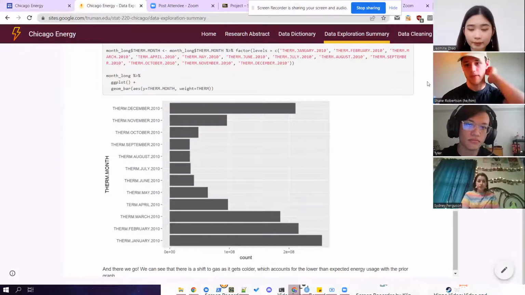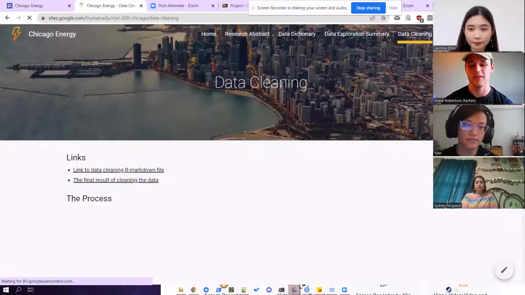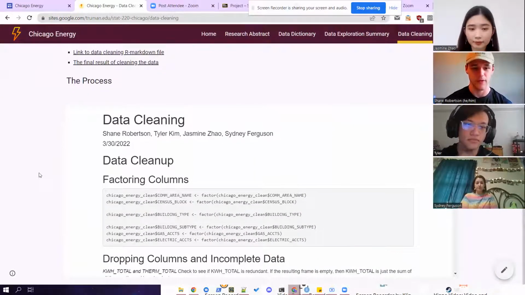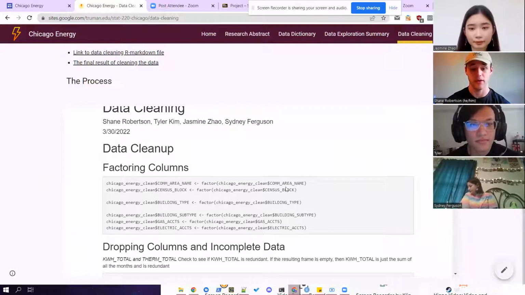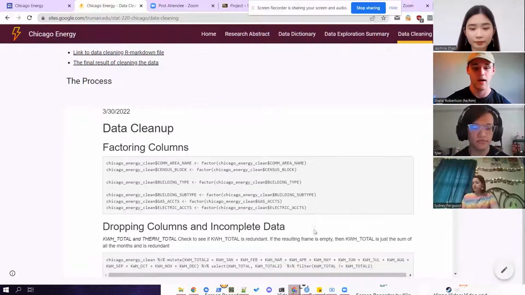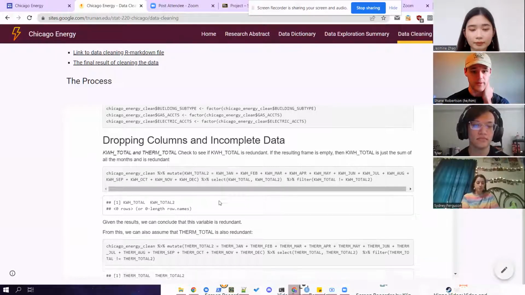All right, and then next up is our data cleaning process, which we did to follow up the data exploration summary. So first of all, we factored the columns. We needed to factor the community area name, the census block, the building type, building subtype, gas accounts, and electric accounts. There were some columns that we wanted to drop, and there was incomplete data in this that we wanted to remove. So we had to get rid of them.